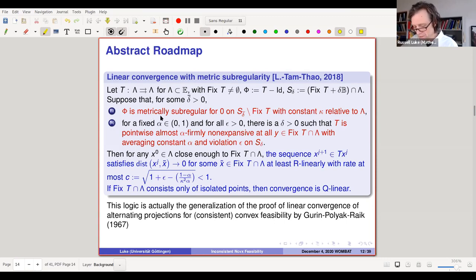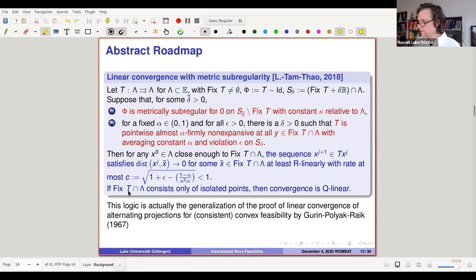Now here, implicitly, I'm really talking about linear metric subregularity. So in the context of the previous talk, I could change this to a gauge and say that it's gauge metrically subregular. And then instead of a constant here, I would have some rate function, or a gauge. And if, in addition, the fixed point set consists only of isolated points, then the convergence is Q-linear, and we can get error estimates a posteriori and a priori.